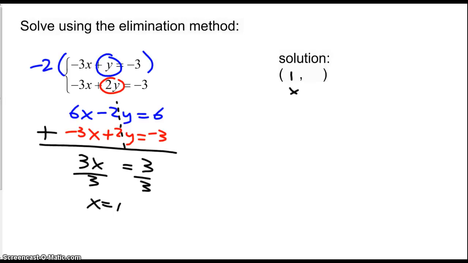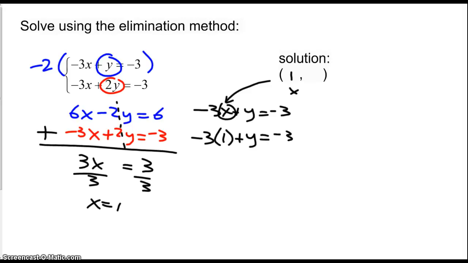And then I can back substitute, pick, let's say, the top equation, and substitute that 1 in for the x, right? So I'm substituting for this x. So negative 3, I'll put a 1 in for x to find out what y would have to be.